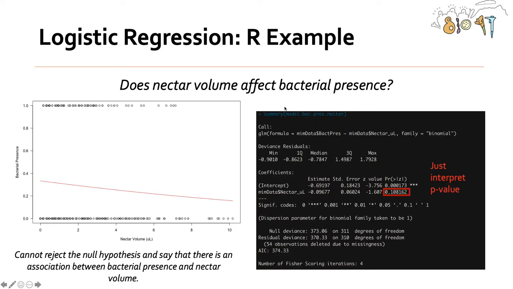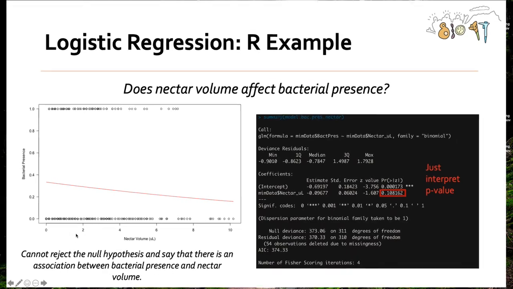but when we summarize our GLM, what we get is the call, which is a reminder of what our model is, that we've got bacterial presence on the Y, nectar microliters or nectar volume on the X, and we're using a binomial underlying distribution. And so what we want to look for is our p-value, which is right here. And in some of the other tests, we interpreted things like R squared or the slope, but in this case, where you just need to interpret the p-value, we can see this p-value is greater than 0.05, so we can not reject the null hypothesis and cannot say that there is a relationship between nectar volume and bacterial presence.